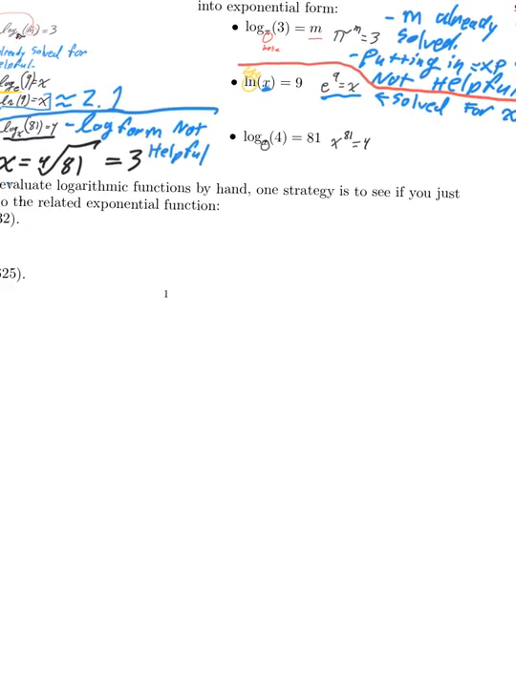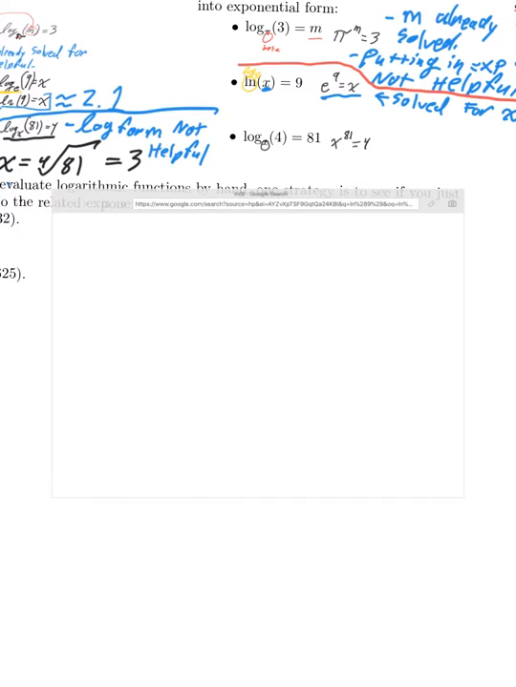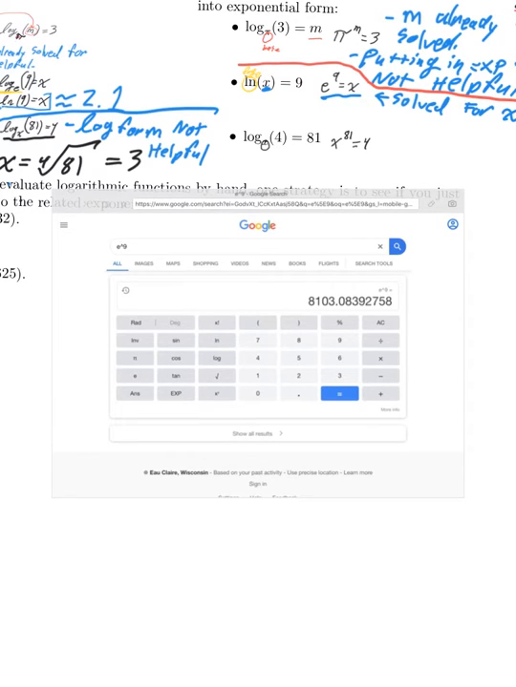I don't know what e to the 9 is approximately off the top of my head, and I have no way, which does not use a computer, of approximating it. So let's go ahead and do that same thing again. e raised to the 9 is around 8,103.